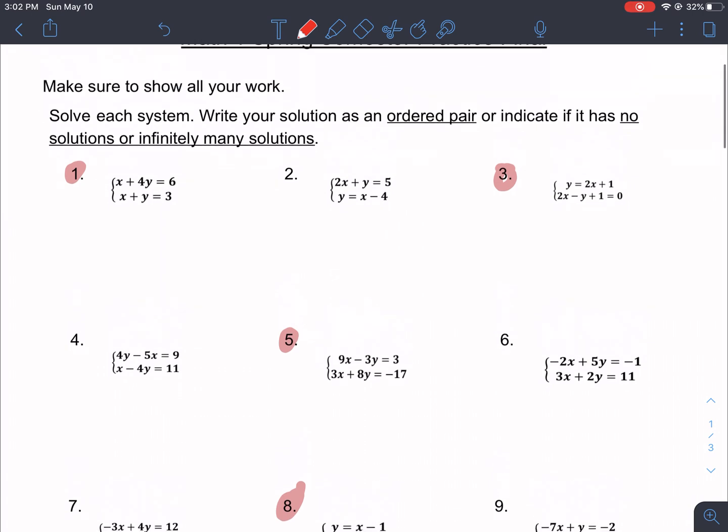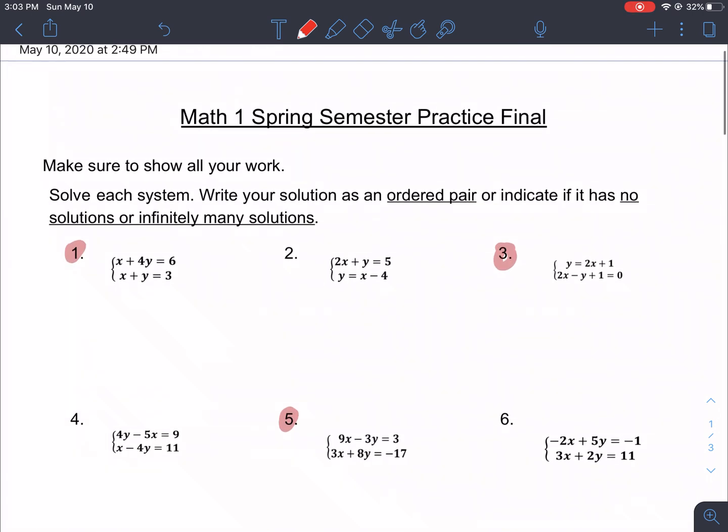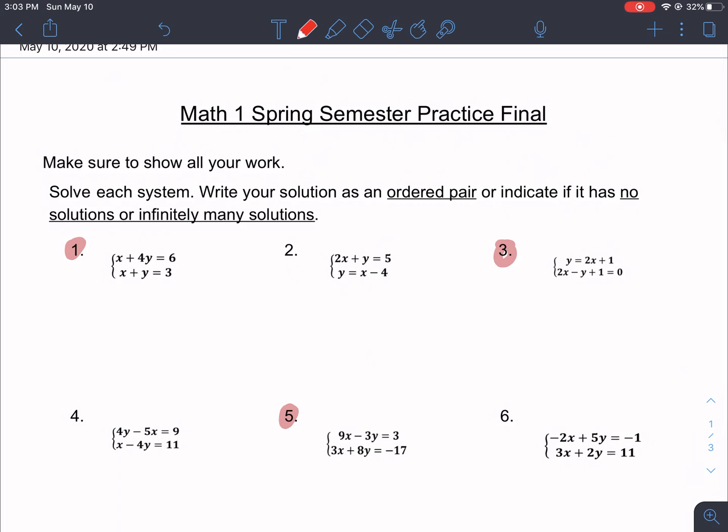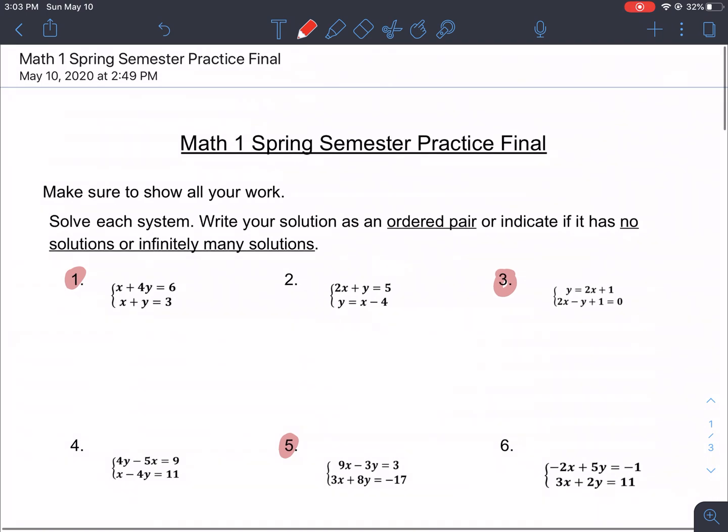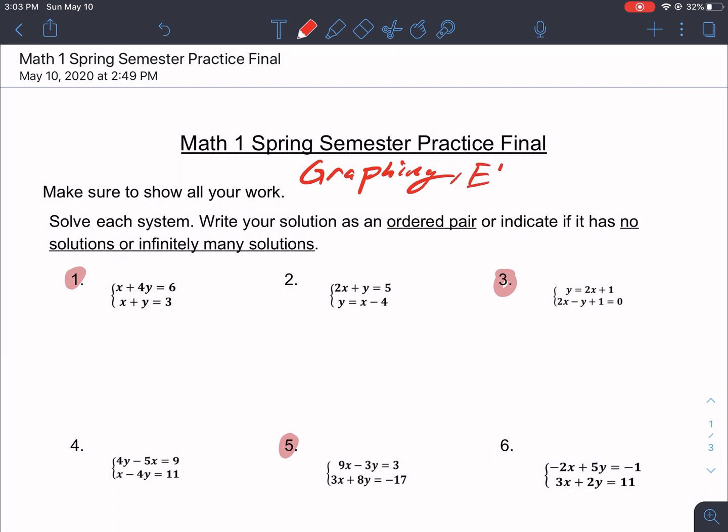So let's get started. What you're going to do is make sure you show all your work. You're going to solve for each system. You can use any method. Remember, the three methods are graphing, elimination, which seems to be the favorite right now, and substitution. A lot of you like to use elimination or substitution.